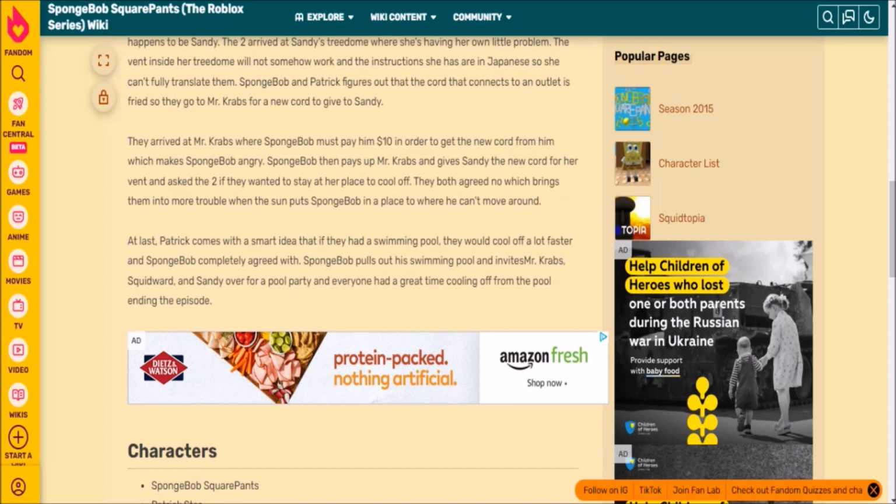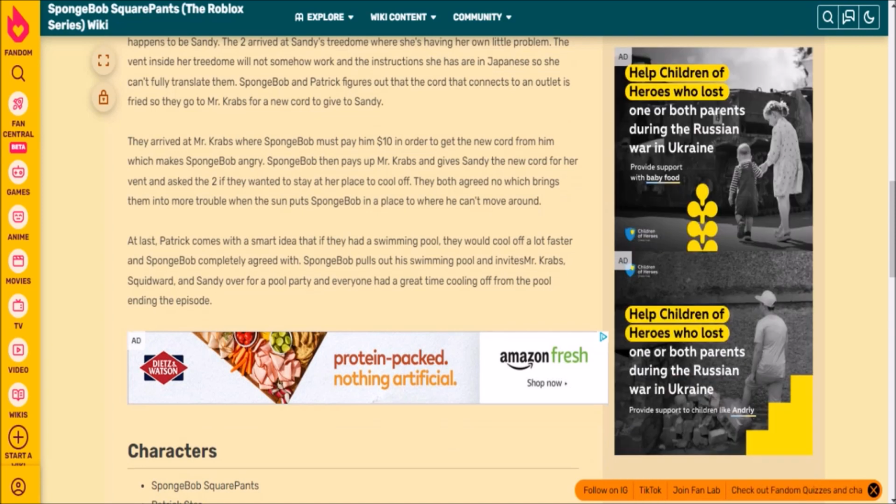At last, Patrick comes with a smart idea that they had a swimming pool they could cool off a lot faster, and SpongeBob completely agreed with.